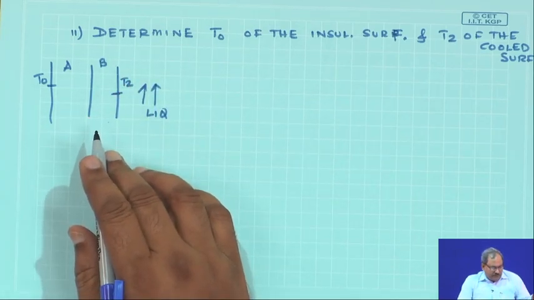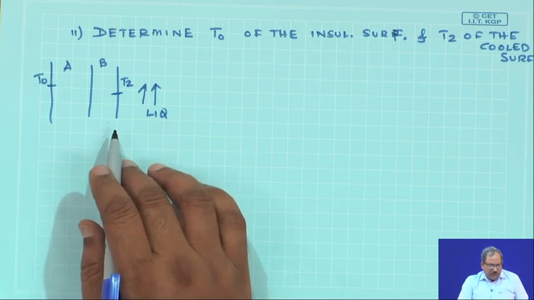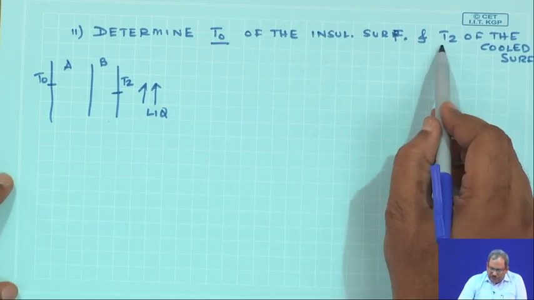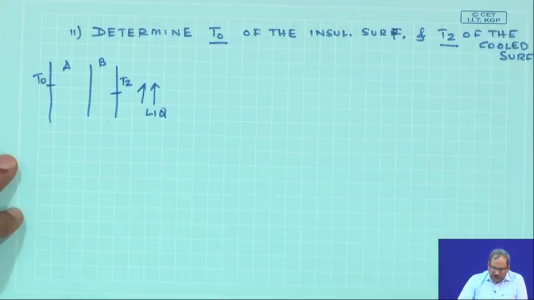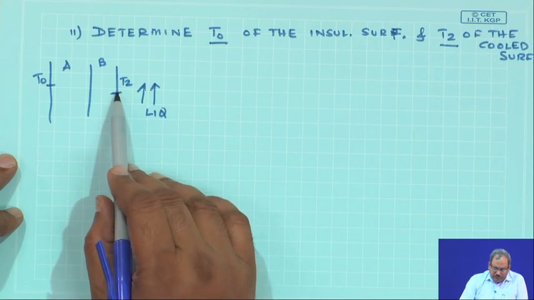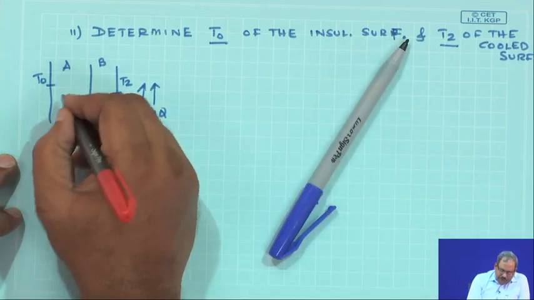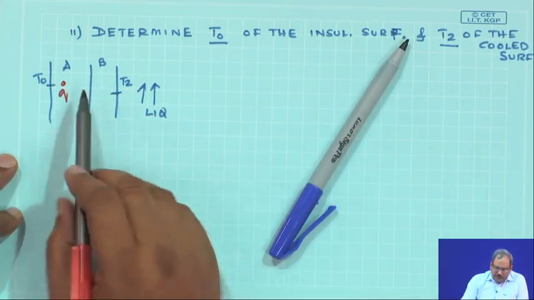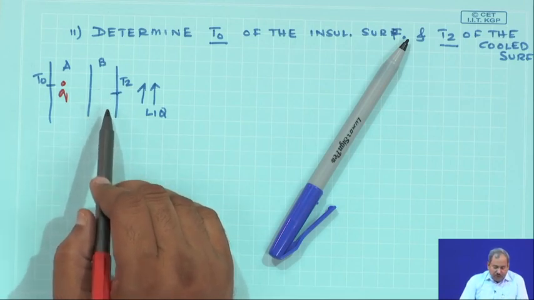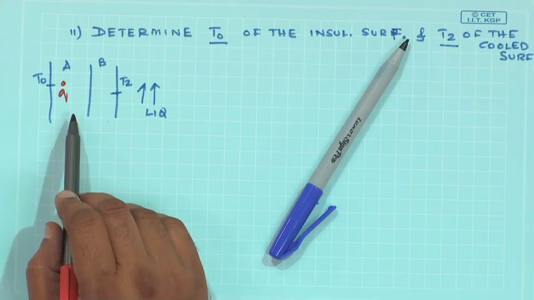All the numbers are provided to you. So, you have to find out what is going to be the T0 of the insulated surface and T2 of the cooled surface. Now, it is probably easier if you find out T2 first and then go for T0. Why so? Because you have some amount of heat which is generated in A, but there is no heat which is generated in B. So, when steady state is reached, all the heat which is generated in A has to travel to the right of the figure all the way to the liquid, because one side of A at x equals 0 is perfectly insulated.